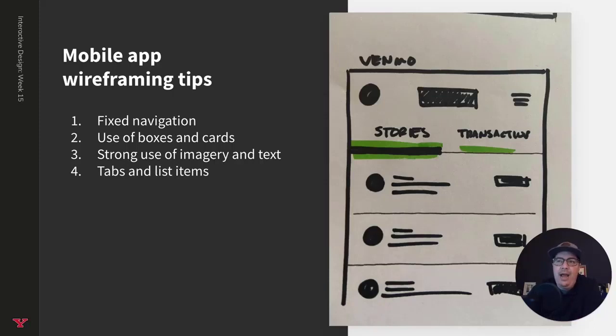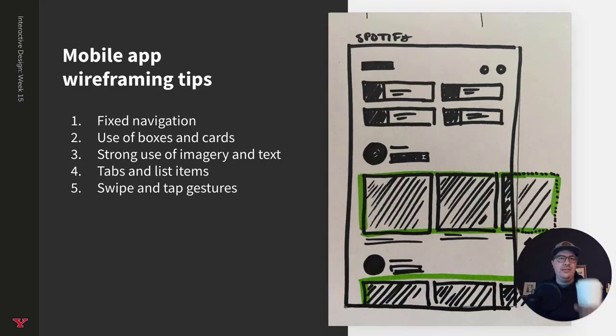And so perhaps if you chose the money transferring app, or if you did the travel app and you're looking to build an itinerary or lists and things like that, tabs and list items might be a good solution to explore as you go into the wireframes themselves. All right, we have one more example here.